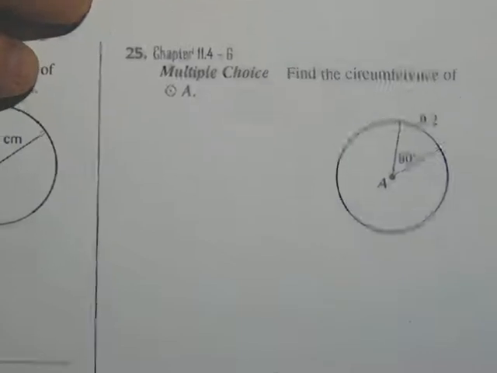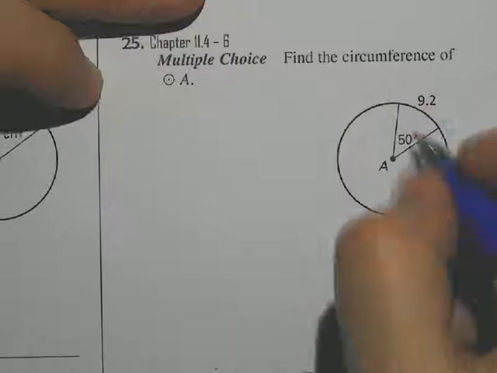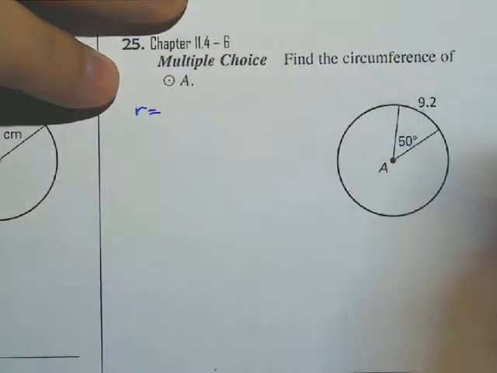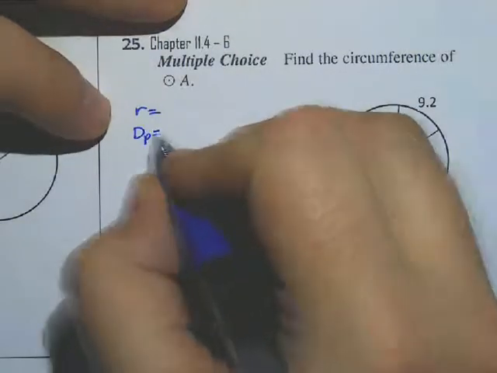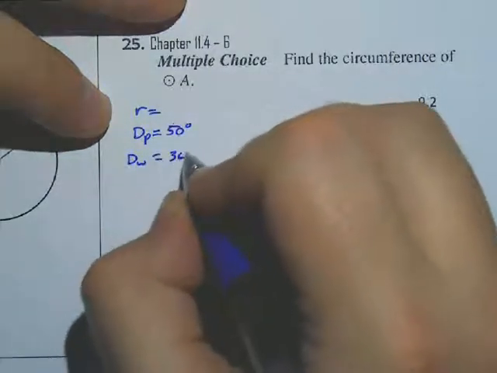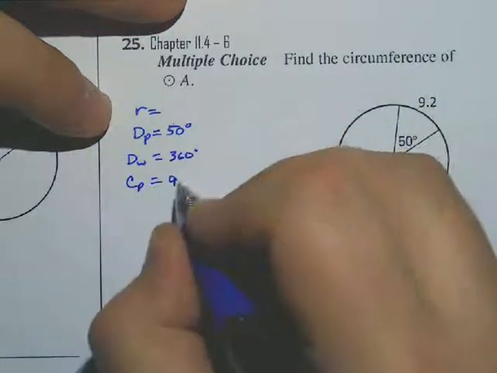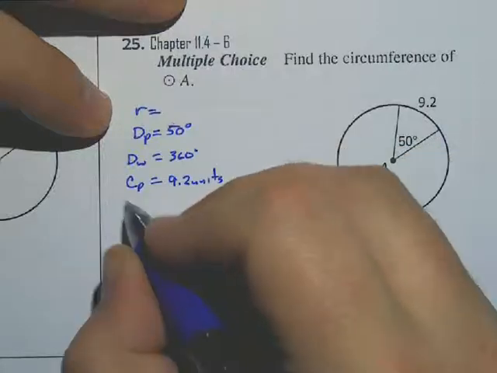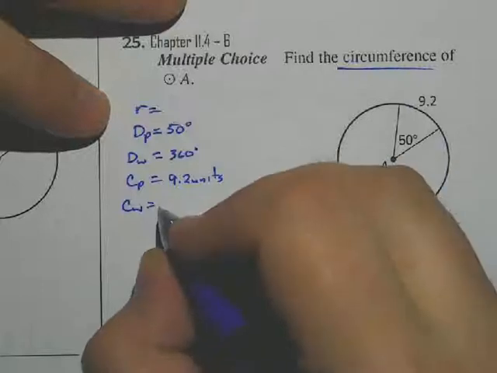Okay, moving on to number 25. Part is to whole, so once again I'm going to set this up. I don't know what my r is, and it looks like they want me to find circumference, so I may not even need to worry about r this time. I do know my partial degrees are 50. I do know my whole degrees are 360. I know my partial circumference is 9.2 units. And I don't know what the whole circumference is, but that is what they want me to find.